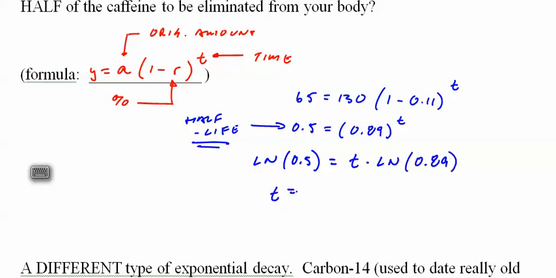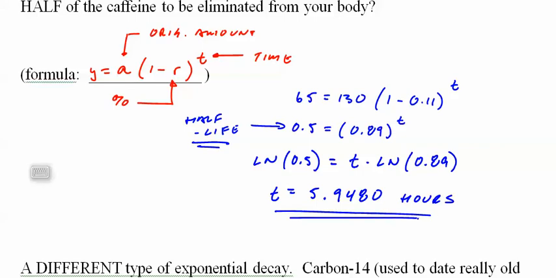T equals, and I'm using the calculator here, natural log of 0.5 divided by natural log of 0.89. 5.95 hours. Actually, it's a log, so I'll go out all the way to that. So all we're doing now is getting used to practicing these. There's nothing else to say.